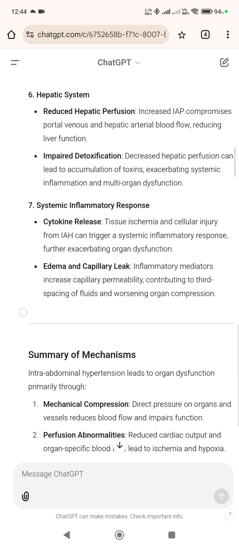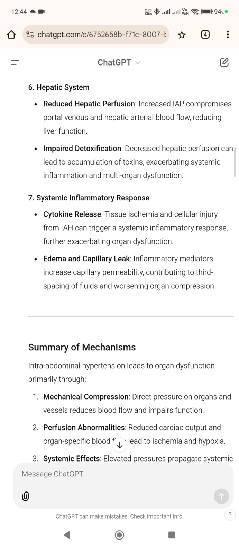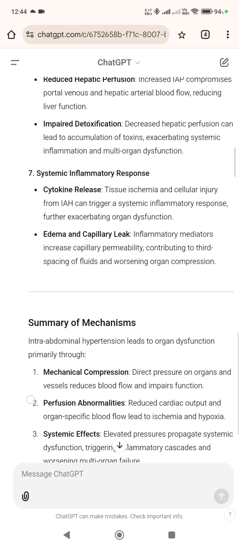6. Hepatic system. Reduced hepatic perfusion. Increased IAP compromises portal venous and hepatic arterial blood flow, reducing liver function. Impaired detoxification. Decreased hepatic perfusion can lead to accumulation of toxins, exacerbating systemic inflammation and multi-organ dysfunction.